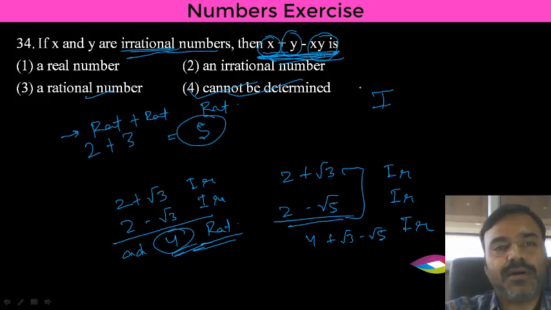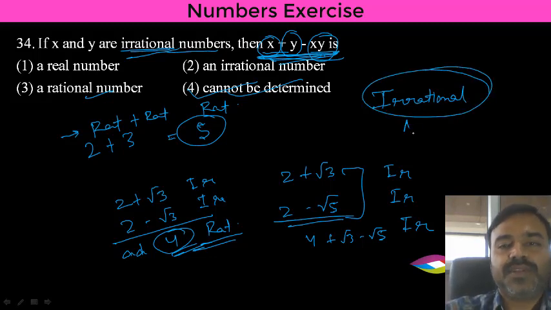Alright, so remember, irrational numbers are not closed under binary operations. What will be the outcome? We cannot decide without knowing the actual values of those numbers.